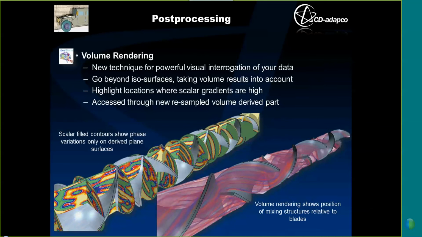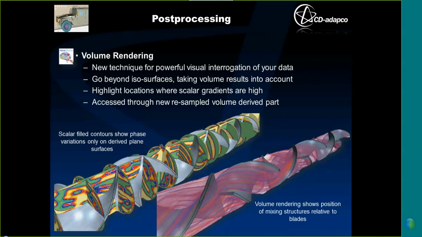We have a brand new capability in post-processing called volume rendering. This is a new scientific visualization technique, and we want to use it to go beyond isosurfaces and actually look at functional variations within the volume of your data. So volume rendering density changes gives you a direct way to visualize gradients. In this case, you may have more opaque regions indicating sharper gradients.